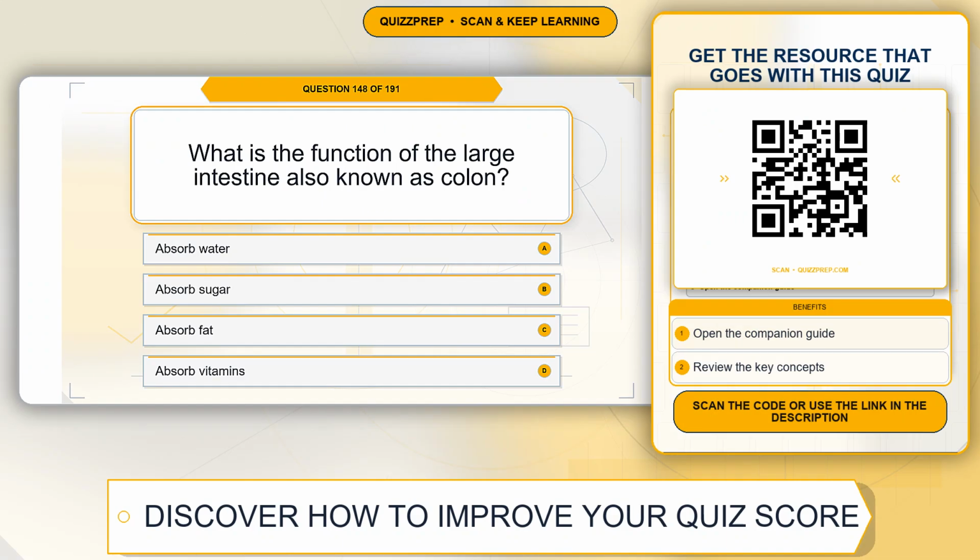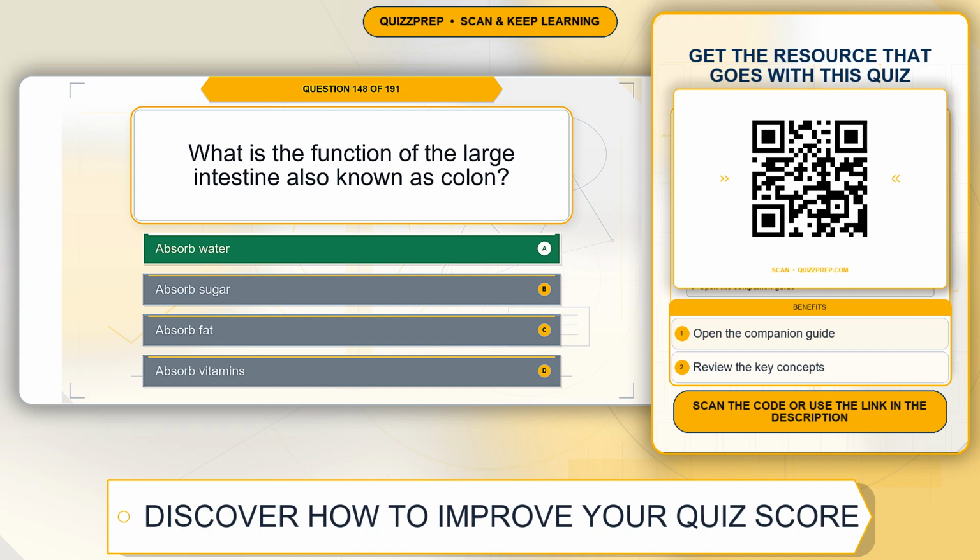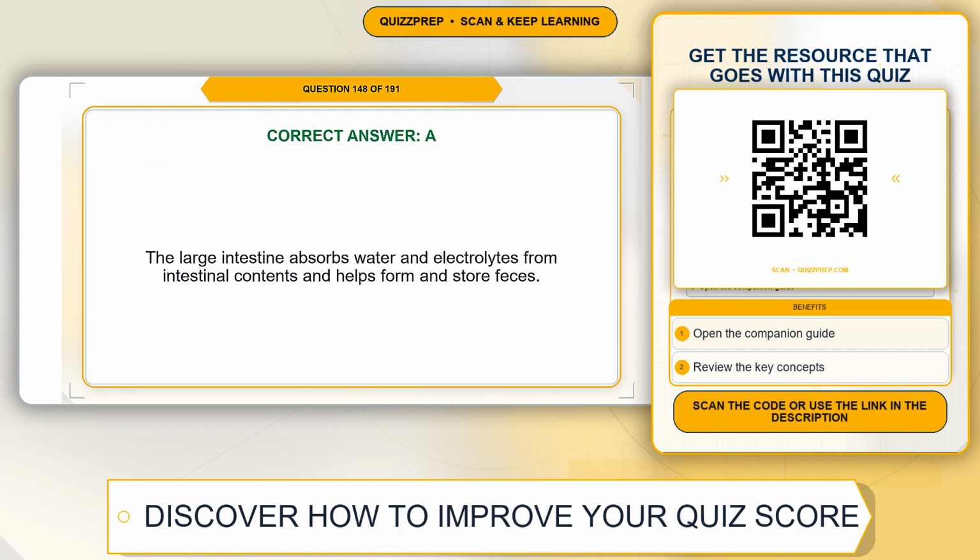Question 148. What is the function of the large intestine, also known as colon? Option A, absorb water. Option B, absorb sugar. Option C, absorb fat. Option D, absorb vitamins. The correct answer is option A, absorb water. Explanation. The large intestine absorbs water and electrolytes from intestinal contents and helps form and store feces.